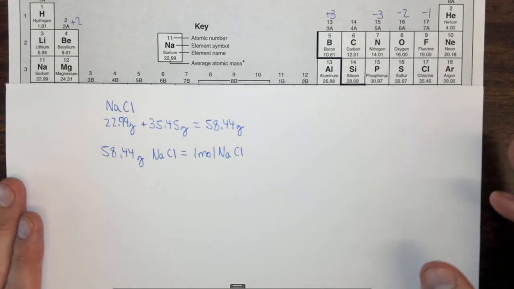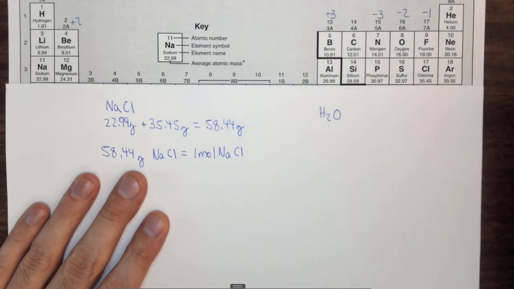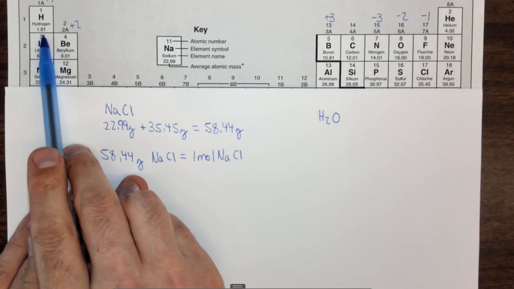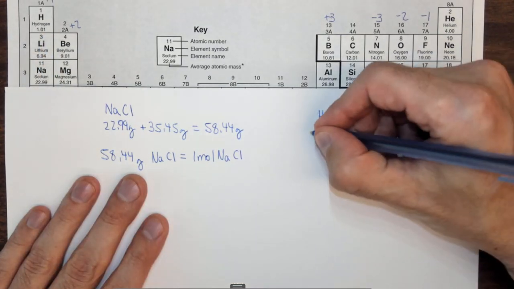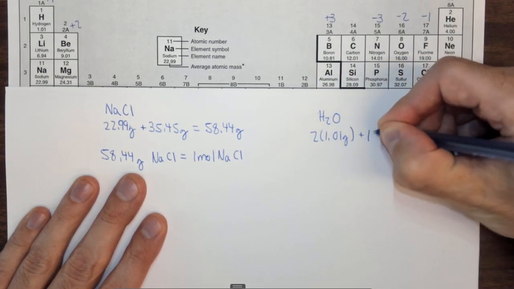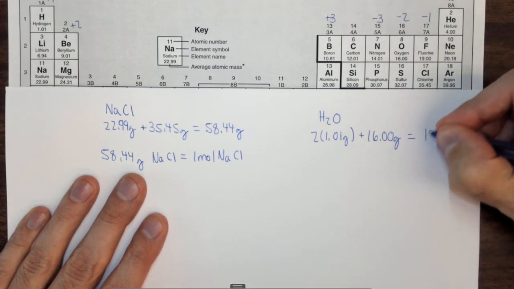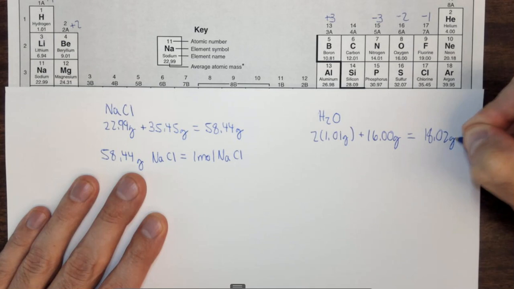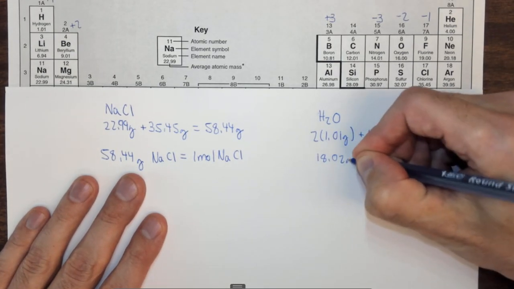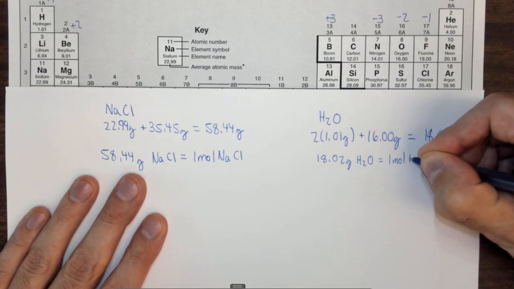Let's look at another example. Let's look at water, H2O. So water has 2 hydrogens. Each hydrogen has a mass of 1.01 grams. So we take 2 times 1.01 grams plus 16.00 grams. And when you add those together, you get 18.02 grams. And what this means is that 18.02 grams of water is exactly equal to 1 mole of water.